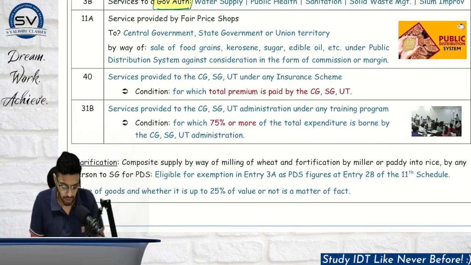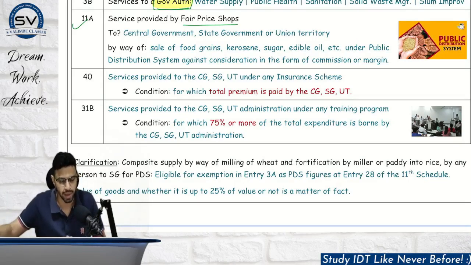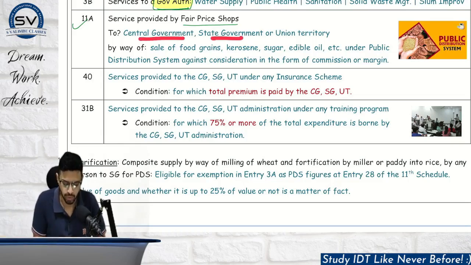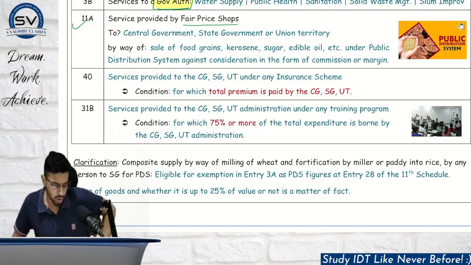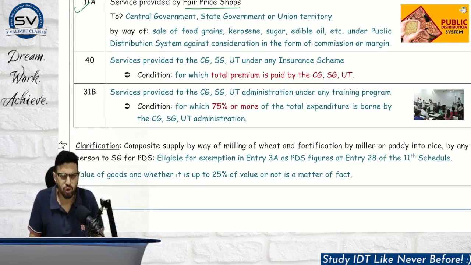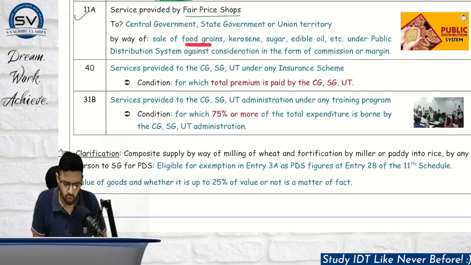Right? Next. Services provided by fair price shops. What are fair price shops? Basically, they are helping the government for the public distribution system. So they get some kind of consideration and the service provided is basically the distribution of food items to the public. So here also no GST on that particular consideration which is charged. Now these services are provided to government. Government means central government, state government or UT. So local authority is generally not involved in the PDS system. Okay. What all items are being distributed? It can be anything: food grain, kerosene, sugar, edible oil, etc., which is happening under PDS.